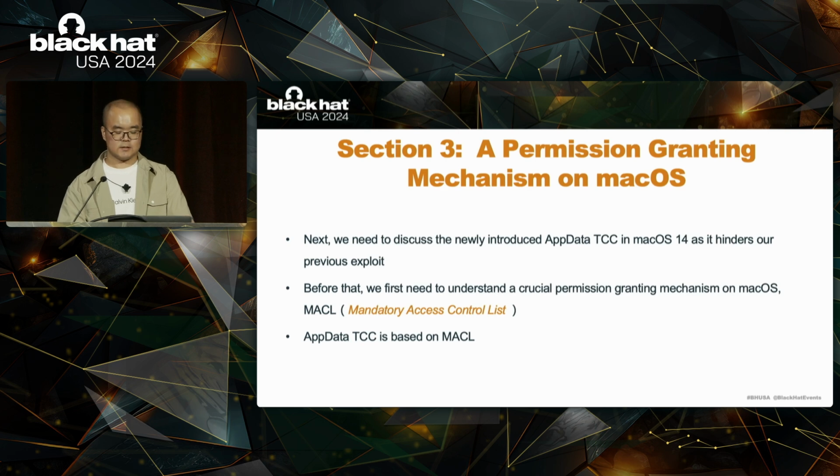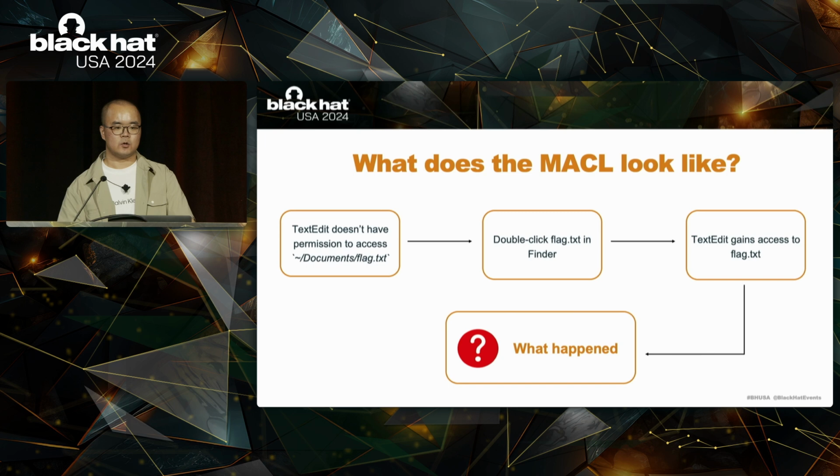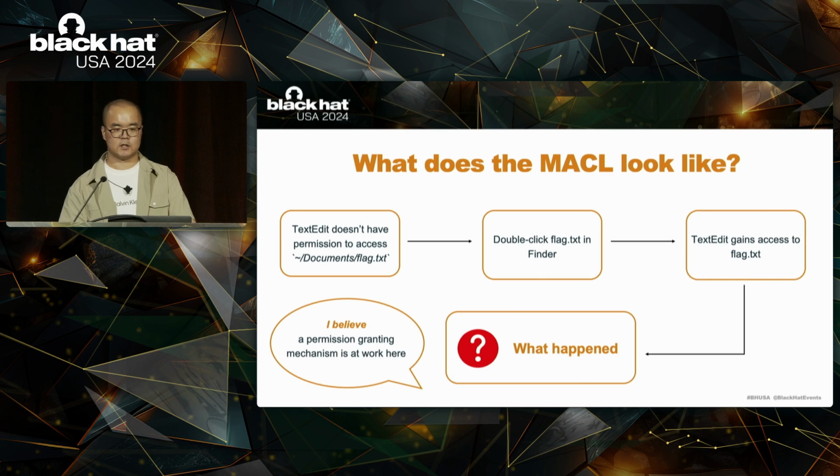I want to talk about the AppData TCC because it hinders our previous exploit. But before that, we first need to understand a crucial permission granting mechanism on macOS. It is macAL. AppData TCC is based on macAL. So what does the macAL look like? For example, TextEdit doesn't have permission to access flag.txt, but if we double-click flag.txt in Finder, TextEdit gains access to flag.txt. So what happened? I believe a permission granting mechanism is at work here.